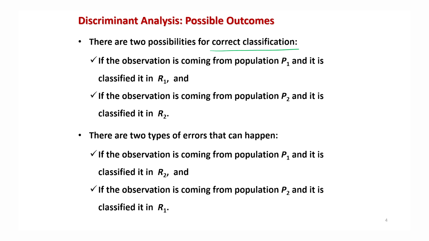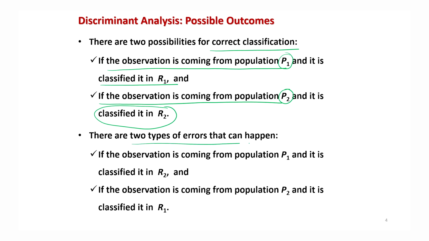If we consider the correct classification, then the first possibility is that the observation is coming from the population P1. That means the observation belongs to the region R1 and it is classified into R1. And similarly, if the observation is coming from the population P2 and it is classified into the R2 region, this is correct. Now there are two errors that will arise due to the wrong classification.